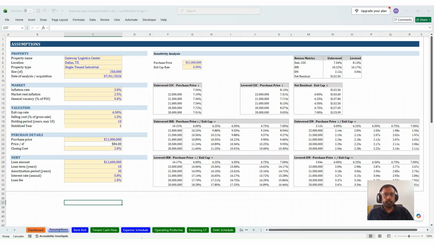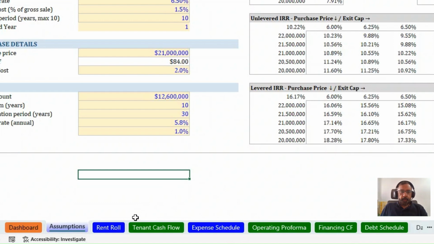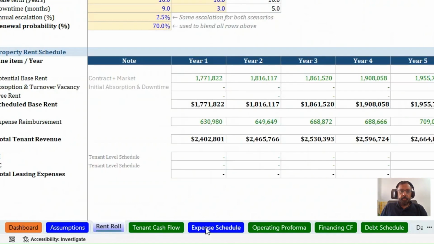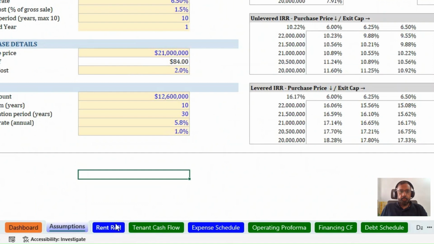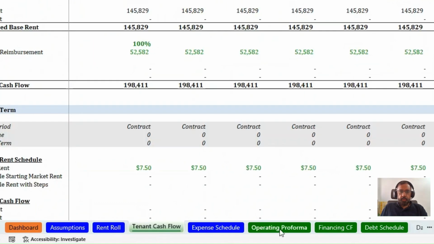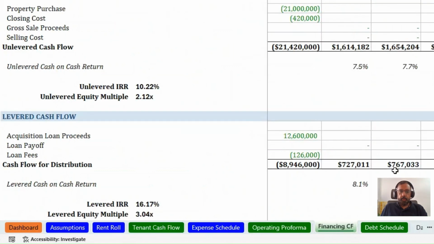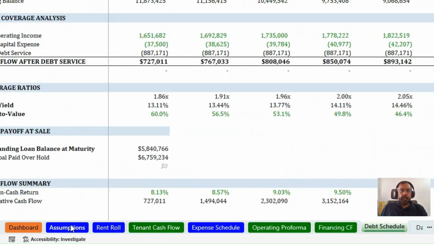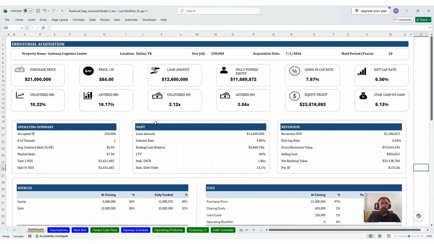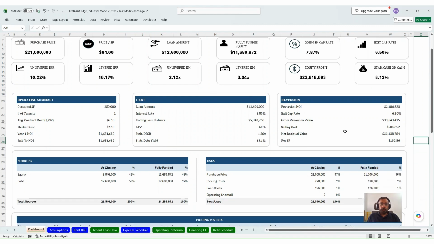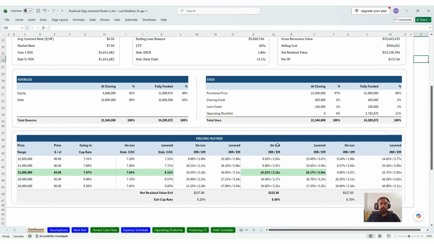Okay, let's look at the overall model structure first. The model is divided into three different sections. The blue tabs act as the input tabs. These are the only tabs where you'll enter the inputs. The green tabs are the calculation engine, which provide certain schedules or the calculation to reach the final cash flow and a debt schedule. And finally, there is the output dashboard with all the KPI tiles listing the key stats and a little more detail about each of the stats down below with the pricing matrix at the bottom.